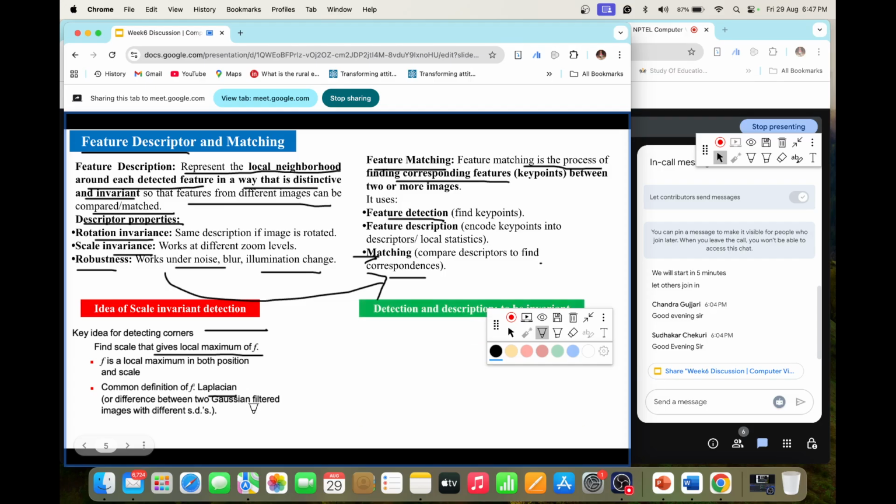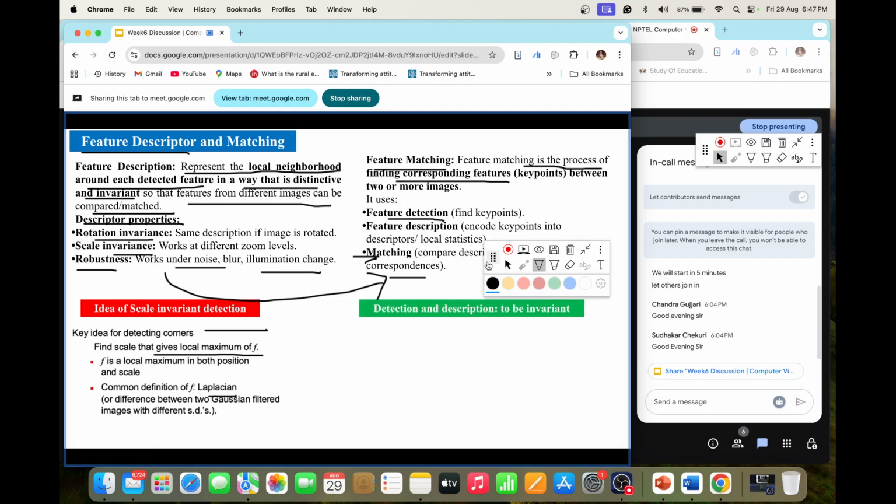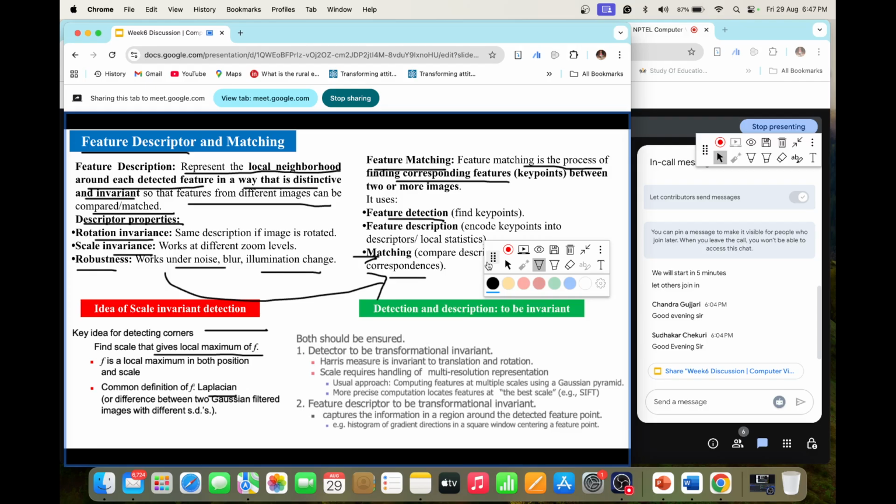So we will see LoG or DoG, that means Laplacian of Gaussian and difference of Gaussian, that we will discuss.